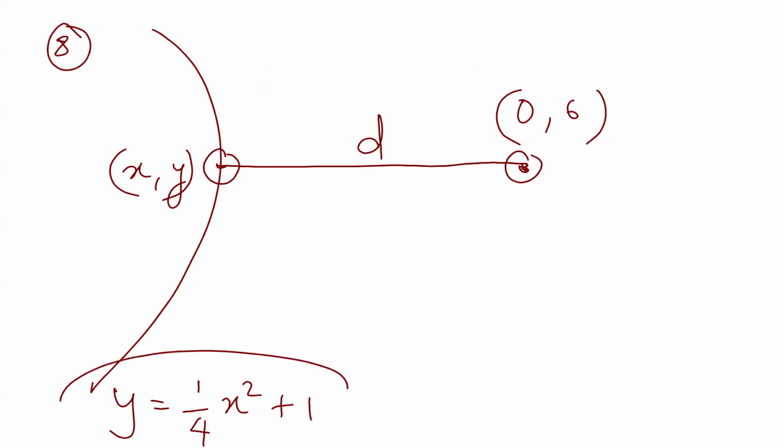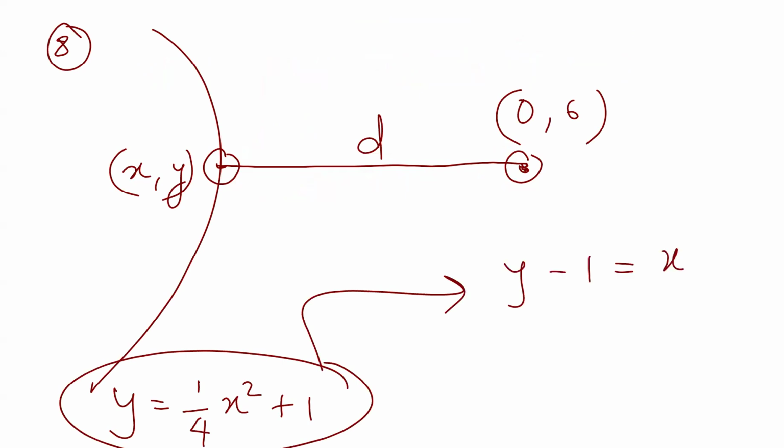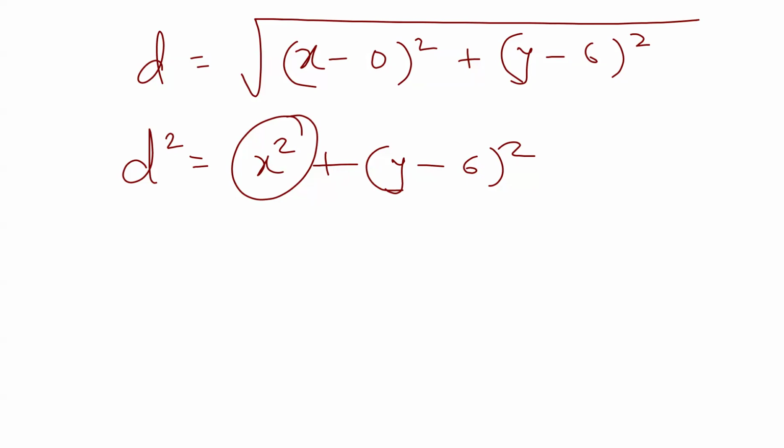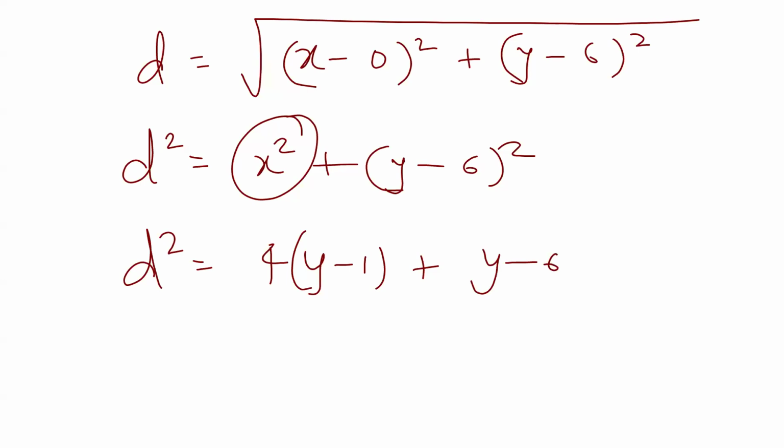So from here we are going to get the value of x square. So y minus 1 is equal to x square upon 4. So x square is equal to 4 into y minus 1. Fine. So d square is equal to 4 into y minus 1.